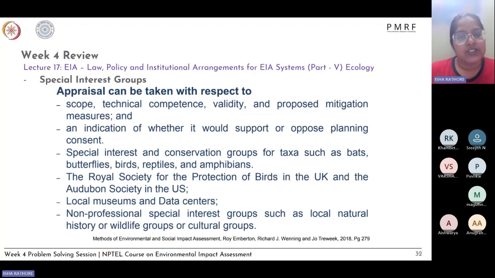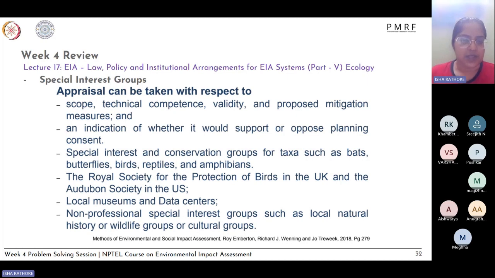So there are certain special interest and conservation groups for different species or taxa, such as bats, butterflies, birds, reptiles, and amphibians. So different species basically. So within species, there are also hierarchies, if they are interested in particular species or groups only. Then we also have examples like the Royal Society for Protection of Birds in the UK, the Audubon Society in the US. Then there are also certain local museums and data centers which take interest in any sort of new activity which are coming up and how they're going to affect the ecology and aspects around them.